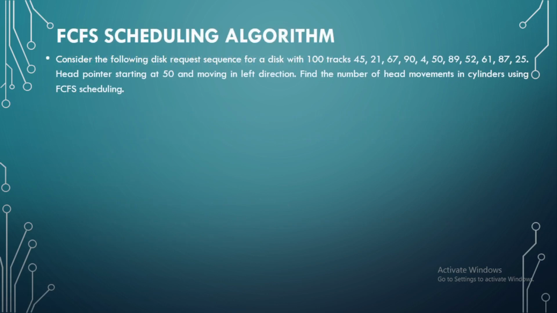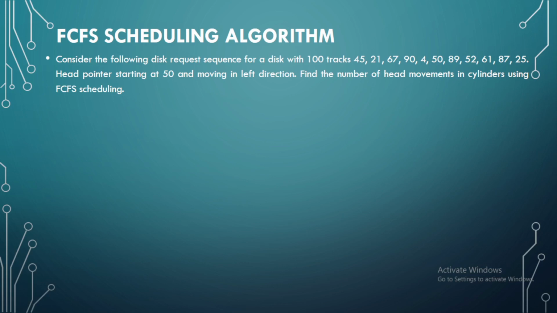So, in order to understand the first come first served scheduling algorithm, we have an example here. Consider the following disk request sequence for a disk with 100 tracks: 45, 21, 67, 90, 4, 50, 89, 52, 61, 87, and 25. The head pointer starts at 50. Now, the head pointer is at track 50 and moving in the left direction. Find the number of head movements in cylinders using the first come first served scheduling algorithm.